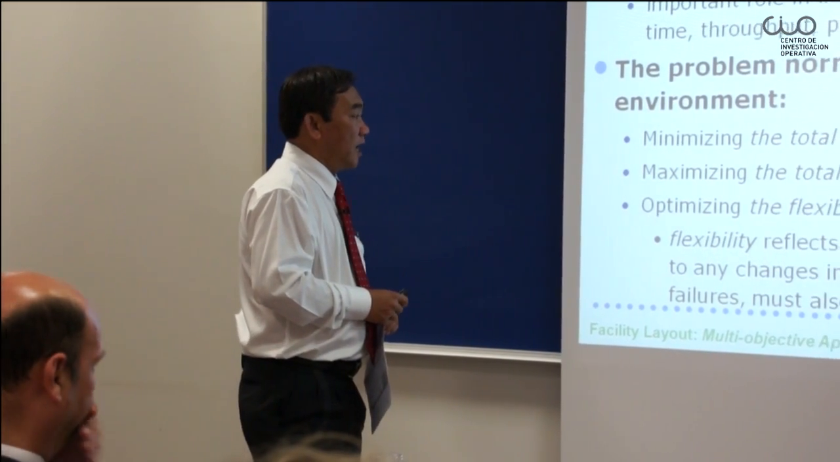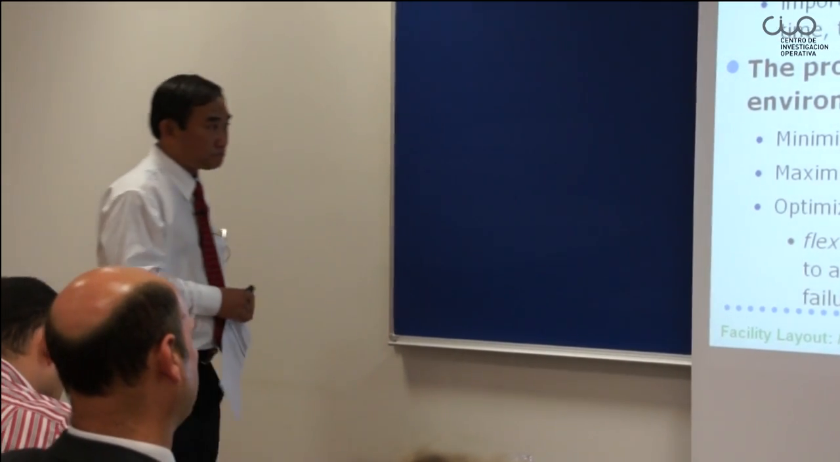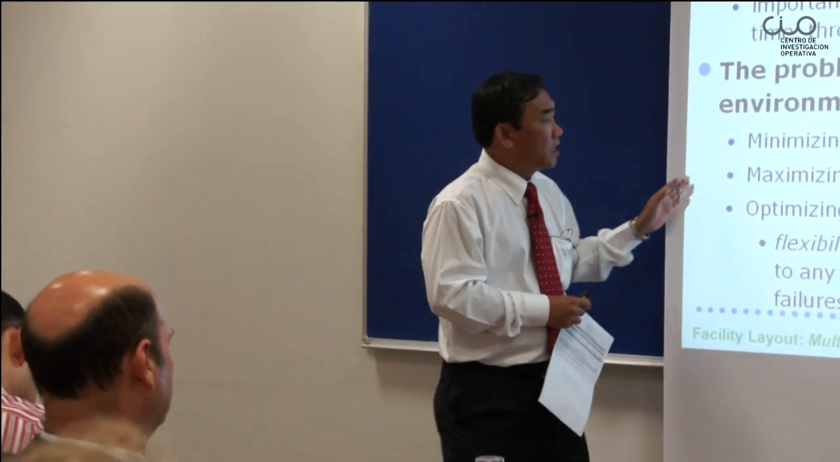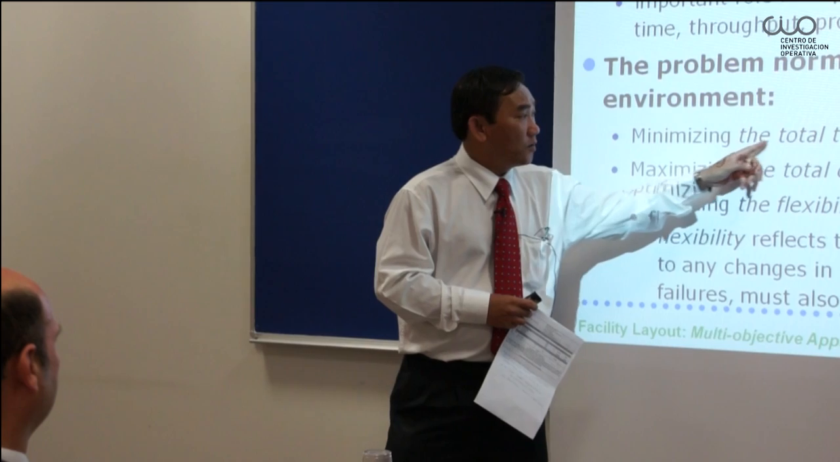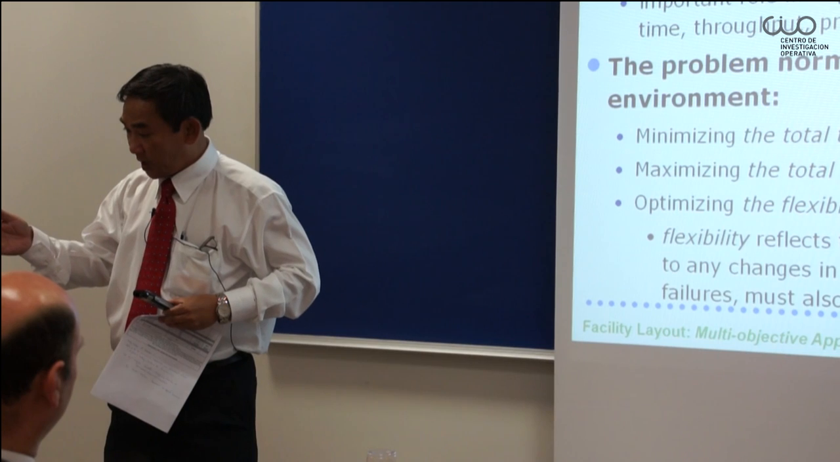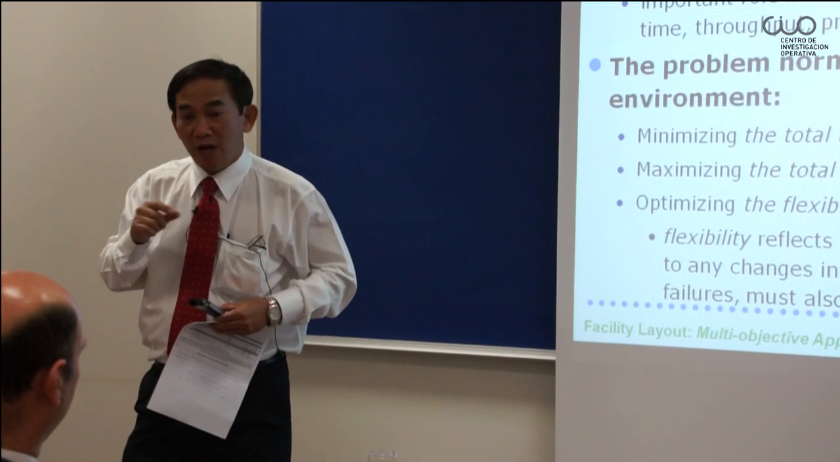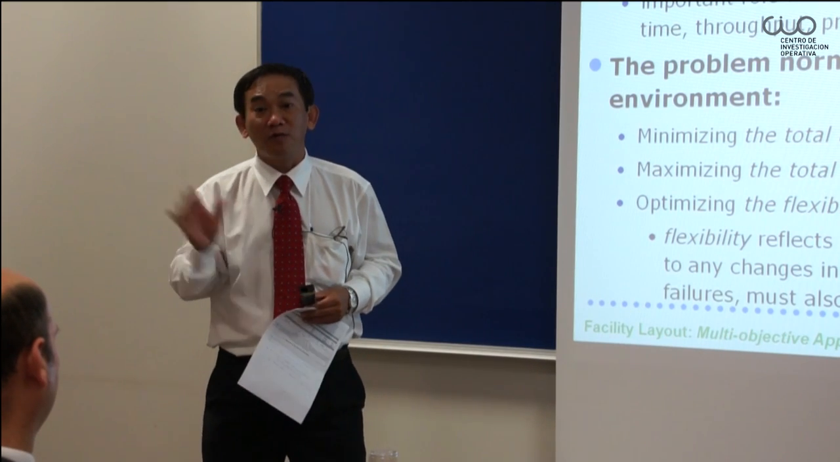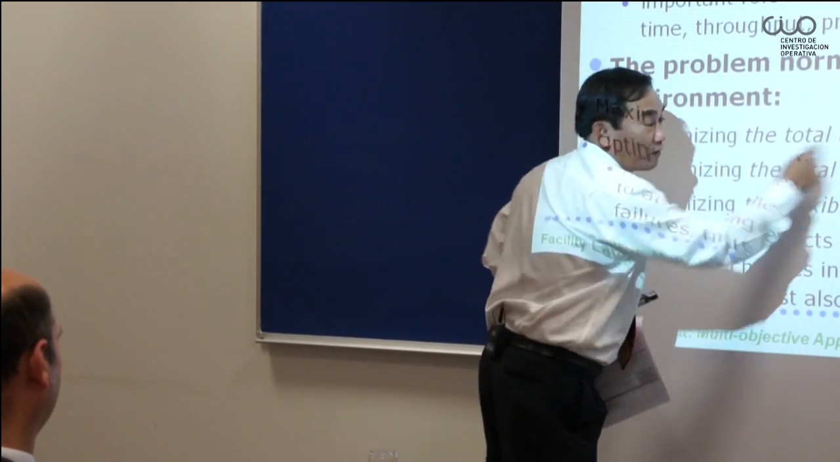So according to many, many studies about the problem, usually people try to arrange the facilities together so that they minimize the total travel time. So if the lead time includes waiting time, moving time, processing time, then with a good arrangement, we can reduce the moving time. If we can reduce the moving time, that will make a very essential improvement. So usually the first objective is to minimize the total travel time or moving time.